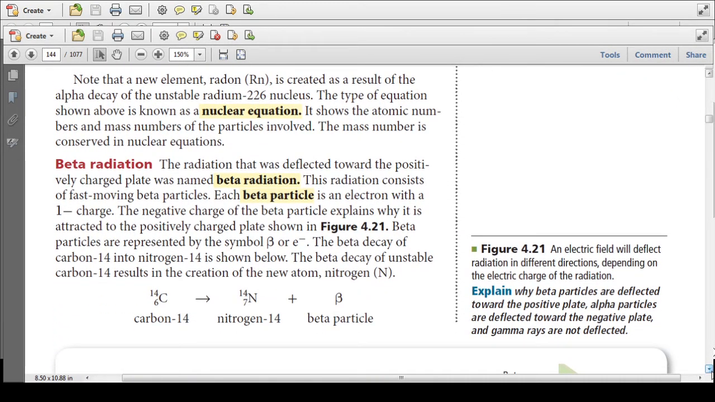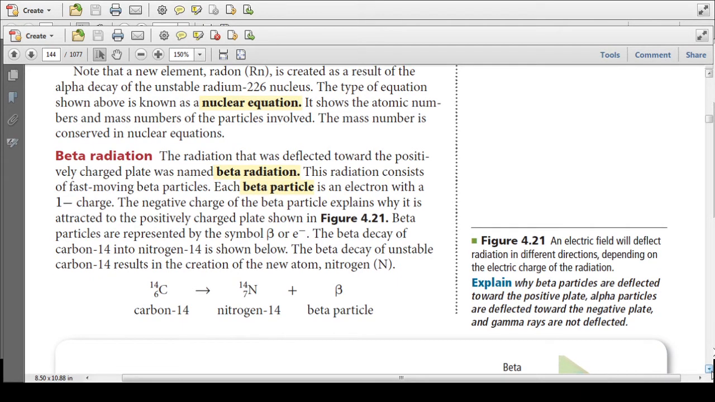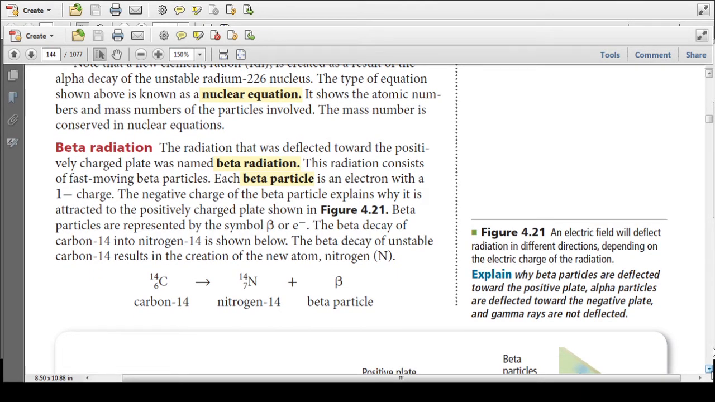The second type of radiation is called beta radiation. This radiation was deflected towards the positive charged plate. This radiation consists of fast-moving beta particles. Each beta particle is an electron with a -1 charge. The negative charge of the beta particle explains why it is attracted to the positive plate. Beta particles are represented by the Greek letter beta, or just electron.